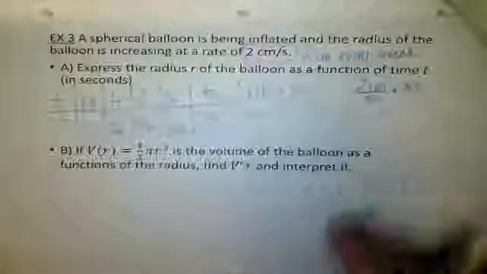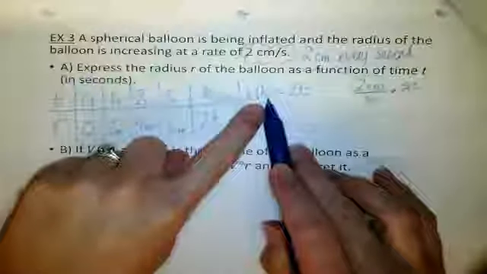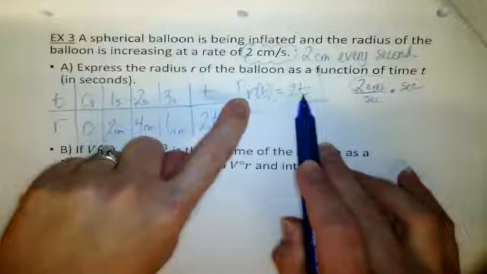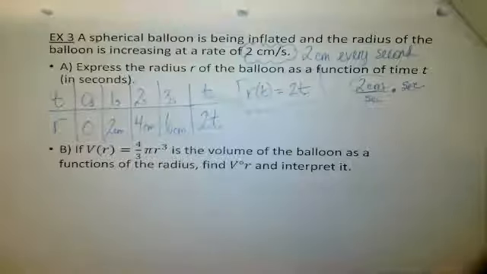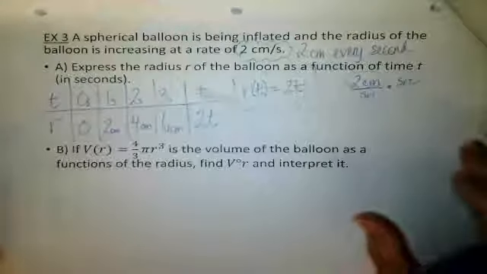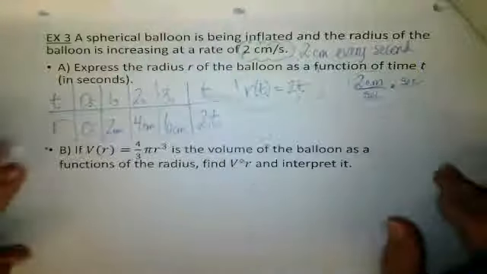That's all they were looking for. This is radius as a function of time. Radius in terms of time, same thing. Just so you know, this is out of the calculus book that I work from.